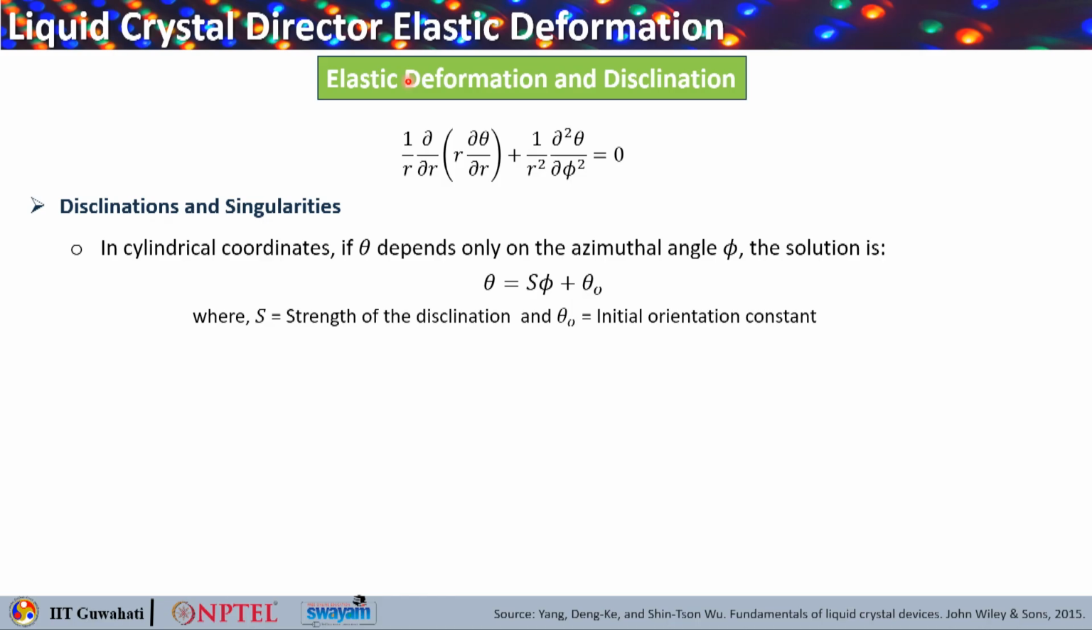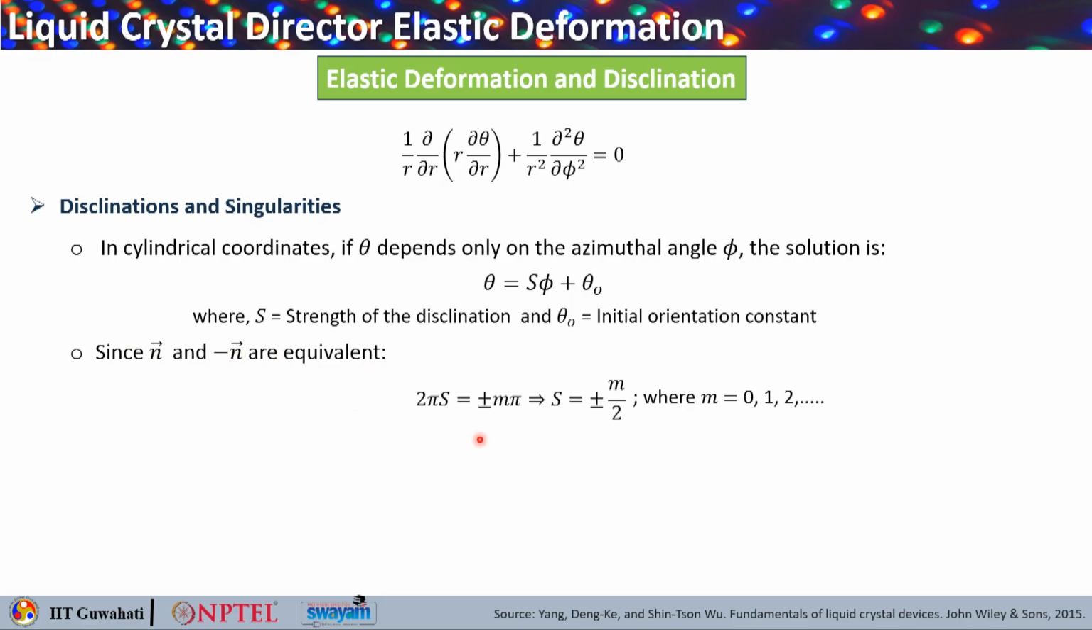Okay. So, they basically occur primarily in the nematic crystals, okay, and they present topological singularities where the molecular alignment is not defined. So, you can also understand that the director n cap and minus n cap are basically equivalent, right. In that case, 2 pi S can be written as plus minus m pi, okay. So, S can be written as plus minus m by 2, where m is basically 0, 1, 2 and other integers. So, this basically tells you about the allowed disclination strength, which can be 0, plus minus half, plus minus 1, plus minus 3 by 2 and so on.